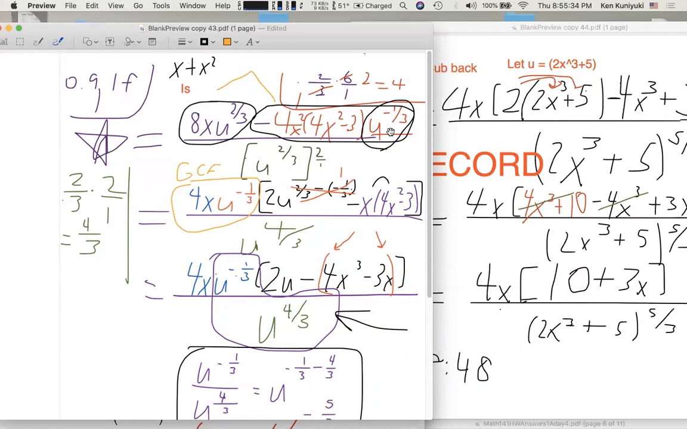u to the negative 1/3 divided by itself is 1. Don't worry about domain or hidden restrictions or any of that. The u's die over here. And that goes over here. I use the fact that when I raise a power to a power, or exponent, I multiply the exponents. That's u to the 4/3. So that's a huge step, but worth reiterating. I'm sure many students had this question.